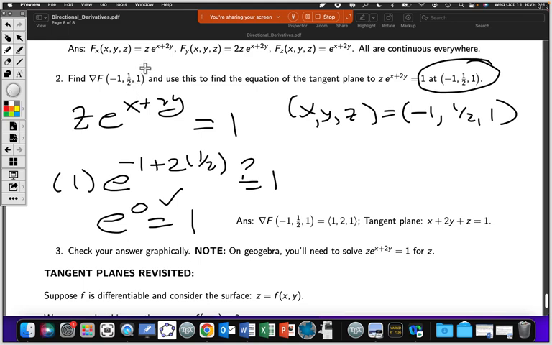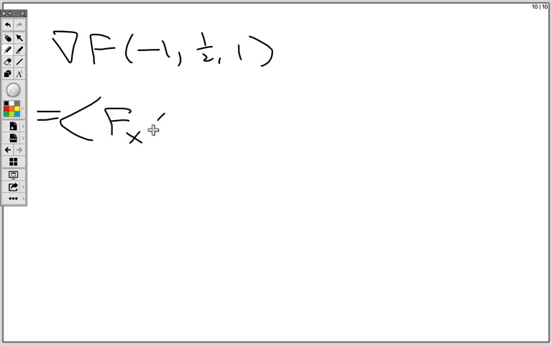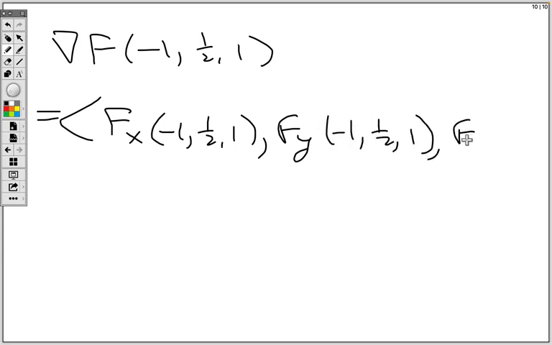Now we're asked to find the gradient of f. And the gradient of f is going to be normal to the surface at that point. So this is something we'll use GeoGebra to check here in a minute. But let's find the gradient of f at negative 1, 1/2, 1. So by definition, that's the partial with respect to x at negative 1, 1/2, 1. The partial with respect to y at negative 1, 1/2, 1. And the partial with respect to z at negative 1, 1/2, 1.